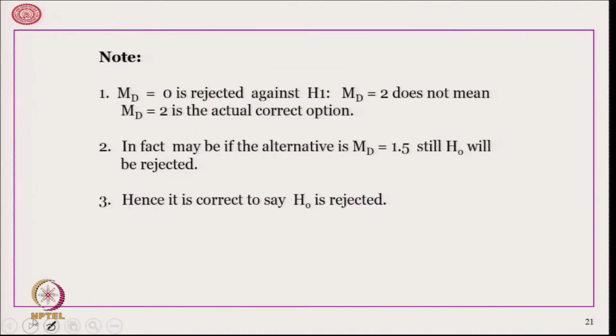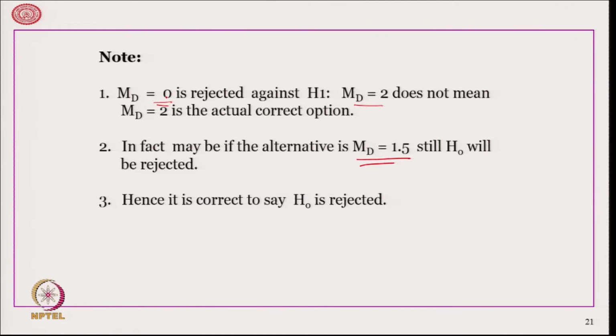Note that m d is equal to 0 is rejected against m d is equal to 2 does not mean that the median of deviation is actually 2. It is only that we are accepting m d is equal to 2 as the alternative, and we are going to reject m d is equal to 0. In fact, instead of 2, if we are testing against say MD is equal to 1.5 or say MD is equal to 2.25, we may find that we are still rejecting MD is equal to 0 against the corresponding alternative.